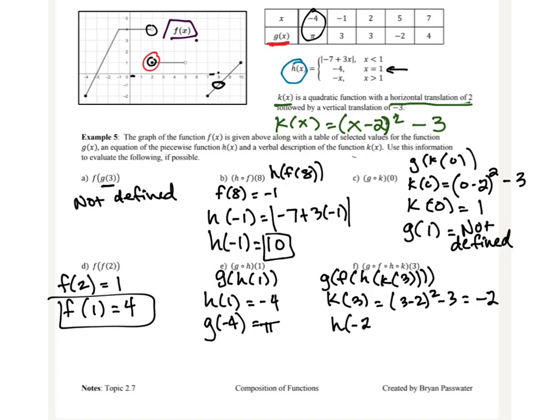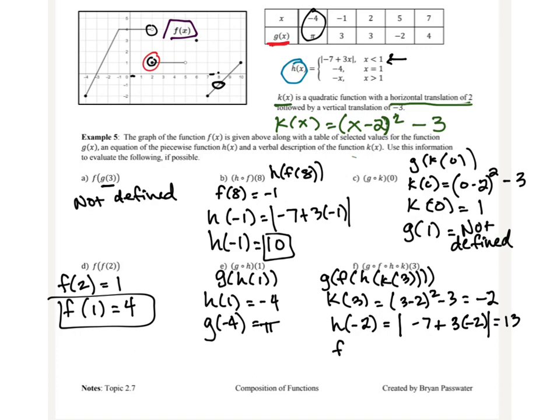So now we're looking for h of negative 2. That's going to mean that I'm using the top function. So we've got the absolute value of negative 7 plus 3 times negative 2. Everybody know why I picked the top function? Because my input value was less than 1. Negative 7 minus 6, negative 13. So the absolute value of negative 13 would be positive 13.